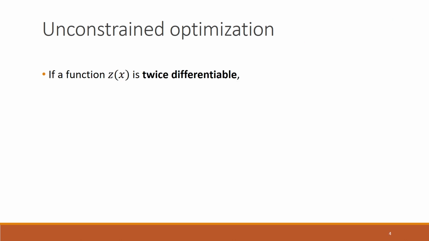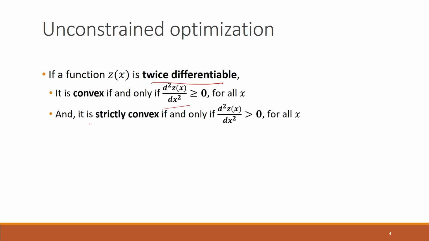Now, if a function z is twice differentiable, then it is convex if and only if the second derivative of z with respect to x is greater than or equal to 0 for all x, and it is strictly convex if and only if the second derivative of z with respect to x square is positive for all x. Now suppose we have to argue that a function is convex.